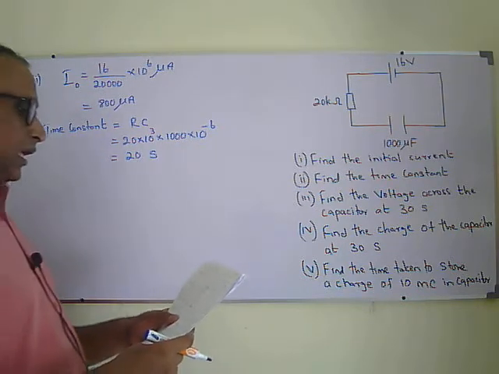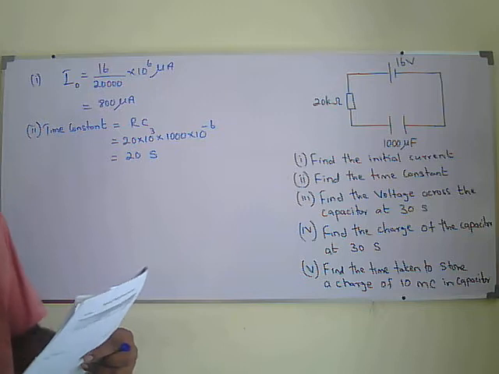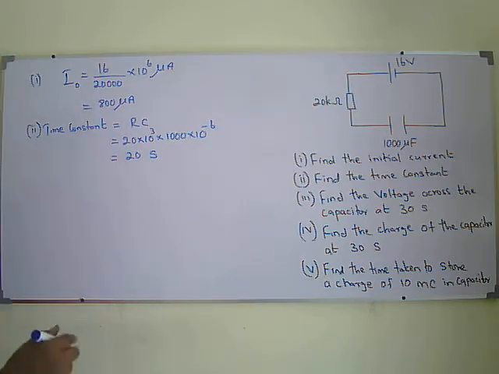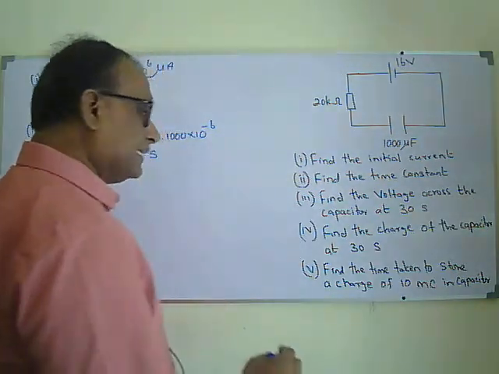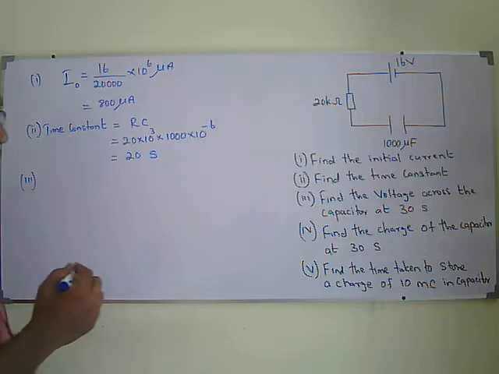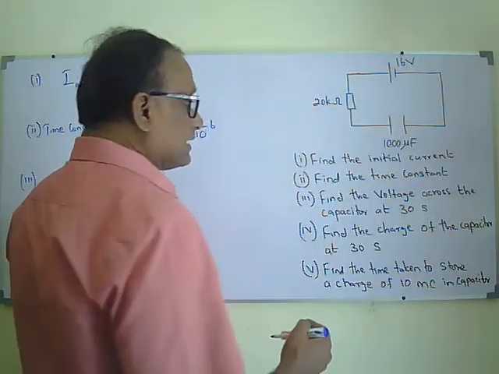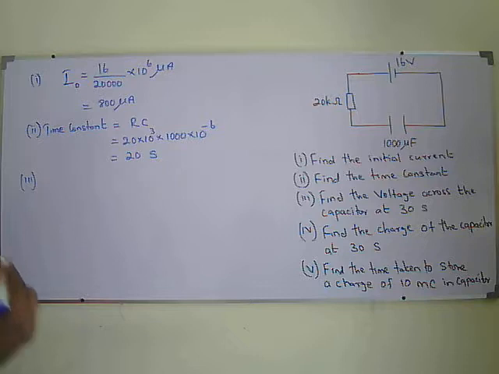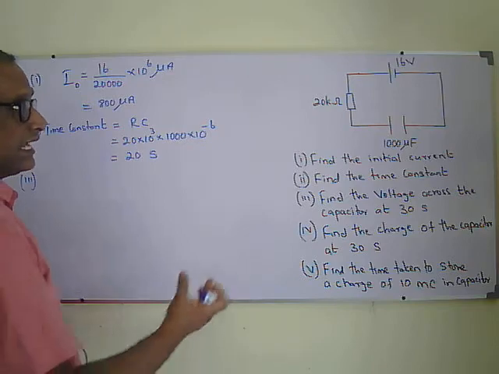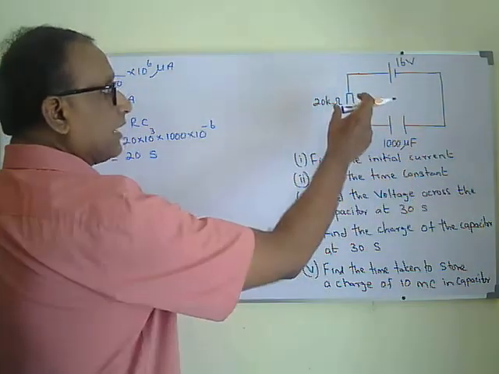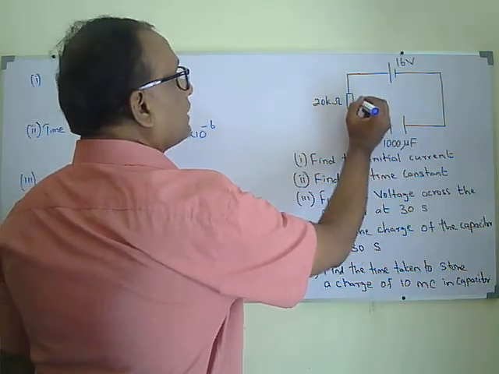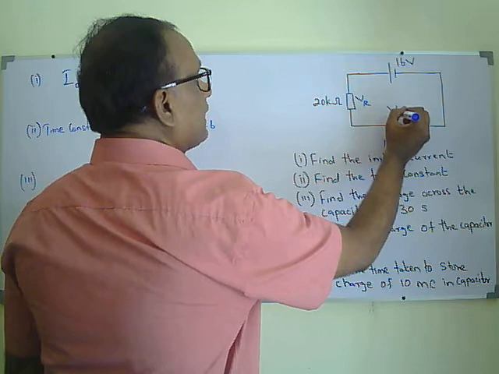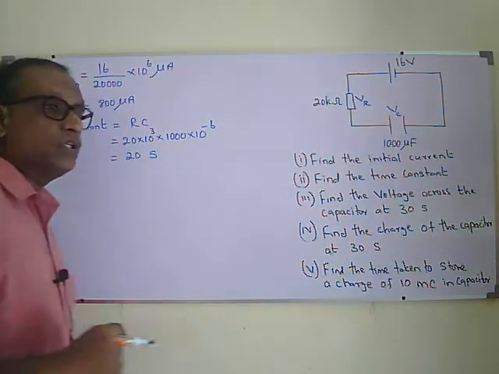Third part, find the voltage across the capacitor at 30 seconds. If they ask for the voltage across the capacitor, we should find the current at 30 seconds. If I find the current at 30 seconds, then using that current I can find the voltage across the resistor. I can name it VR, and the capacitor voltage VC. At any instance, VR plus VC is equal to 16.